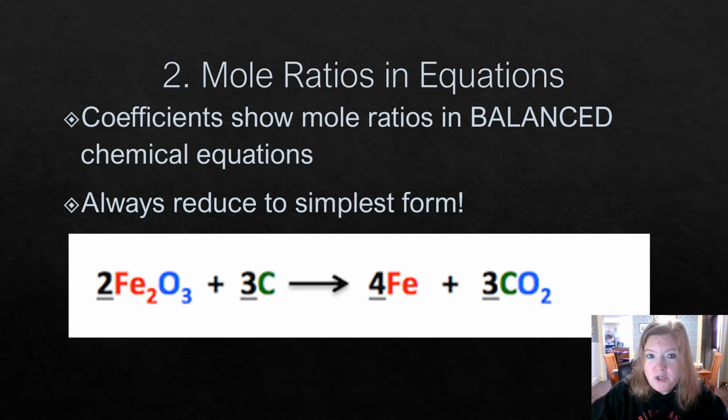What about mole ratios in equations? Well, the coefficients show mole ratios in balanced chemical equations. So it must be a balanced chemical equation. And again, we always reduce to simplest form. So if you're talking about the ratio of carbon to carbon dioxide, it would be 3 to 3. No, it wouldn't. 1 to 1. You have to reduce to lowest terms.